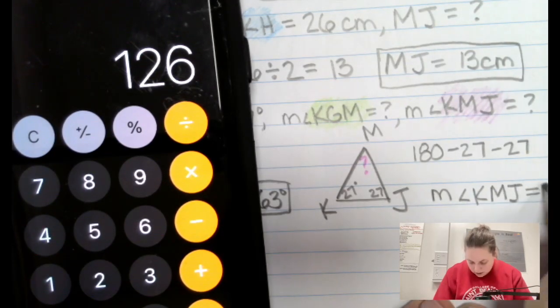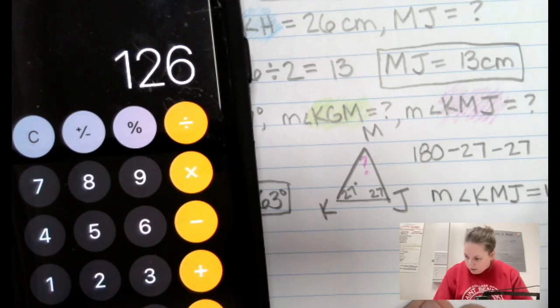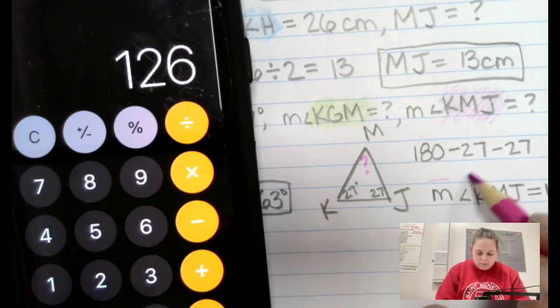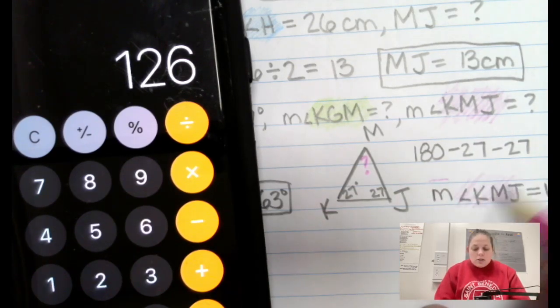Which it definitely doesn't look like it's 126, but oh, we're going to pretend it is. Just kidding. Not pretend. It's in real life. Because the picture isn't always right.